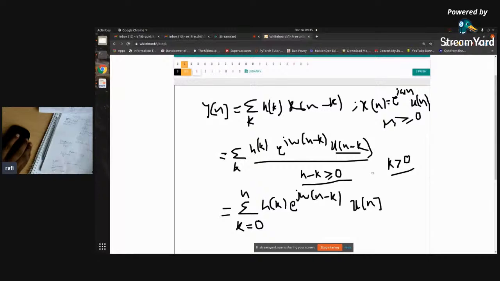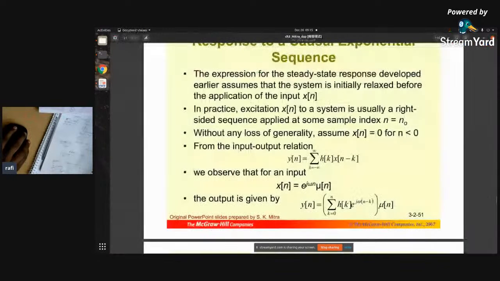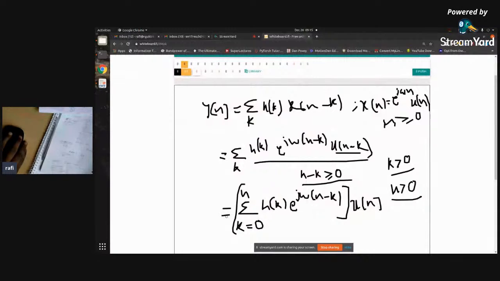So that means we have taken the whole thing multiplied with u of n. This is for n greater than 0 only. This will survive. If n is less than 0, u of minus something will be 0, so this is 0 multiplied by this thing, which is also 0. So this is what we get finally, the output, y of n.